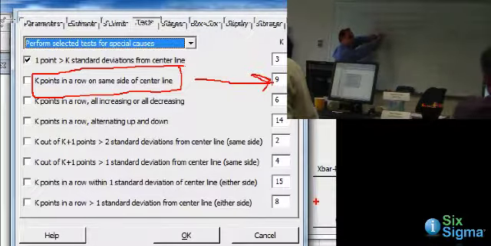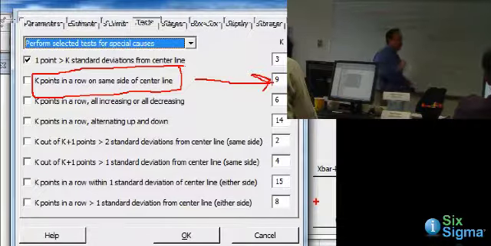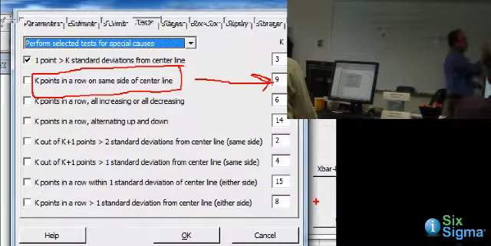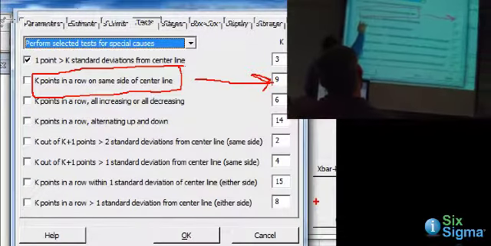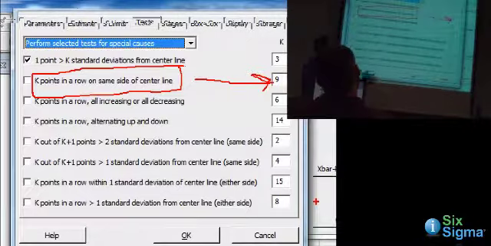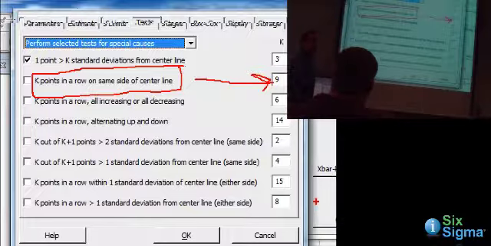Now here, for instance, this is another one. This is for a trend. So K points, so if there's degradation or some increasing trend, if there's, say, 6 points in a row, all increasing or all decreasing, that's usually another indication that there's something going on in the process. There has been a systematic change. And there are others that basically say, well, 2 out of 3 points beyond 2 standard deviations from the center line, 4 out of 5 points beyond 1 standard deviation from the center line, or this one, 15 points in a row within 1 standard deviation of the center line.